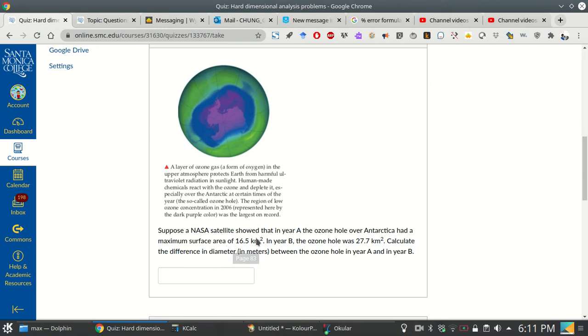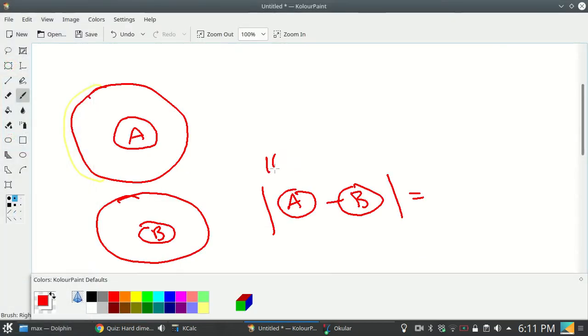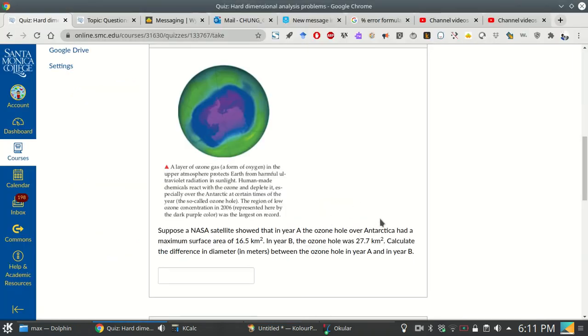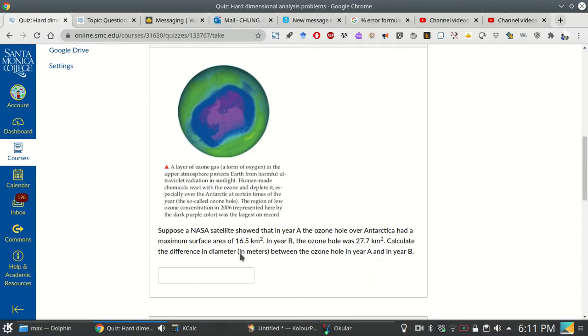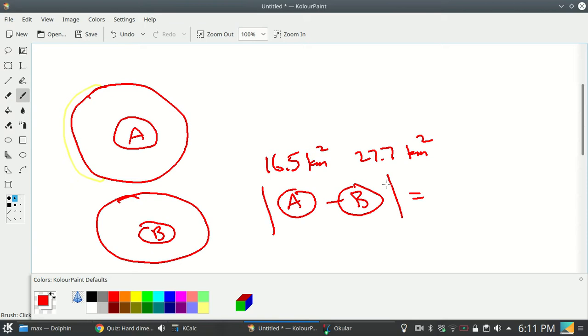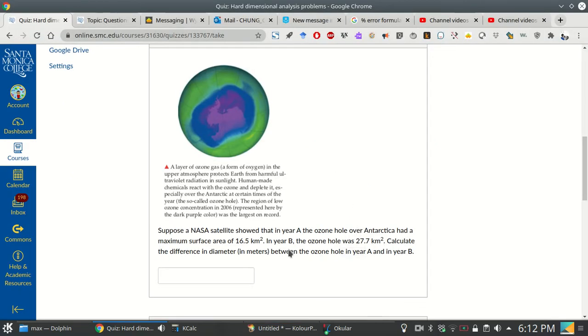Maximum surface area. The ozone hole had a surface area of 16.5 kilometers squared. In year B, 27.7 kilometers squared. Ooh, it grew. The hole grew. That's not good. So, we want to get the answer in meters. Oh, we want the difference in diameter in meters.